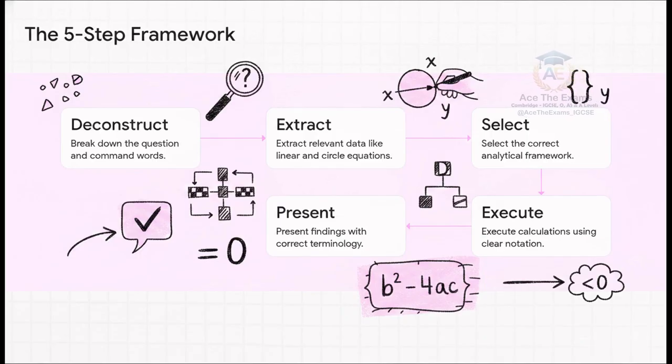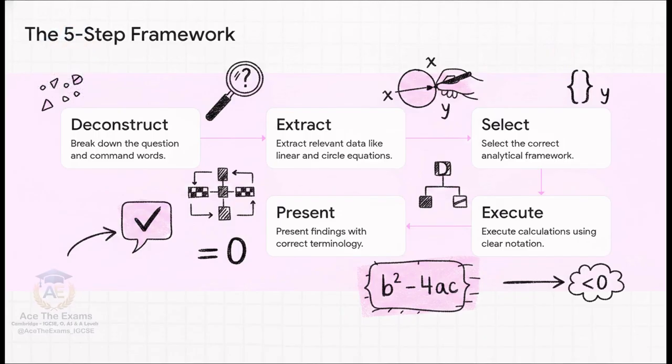Phase 2, extract the relevant data. Write down your linear equation and your circle equation perfectly clearly. Rearrange that linear equation to make either x or y the subject. Phase 3, select your analytical framework. For this topic, this is almost always going to be substitution, followed immediately by the discriminant test.